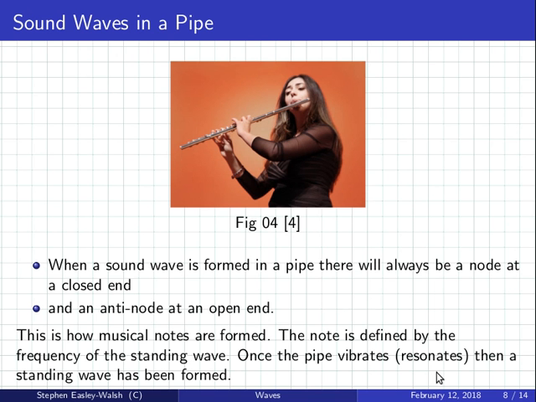So, there's a word you might need here: resonates. When you're playing one of these standing waves in this pipe, we say the pipe resonates. In other words, we can hear a musical note. That's all really. Resonates just means that you have one of these standing waves. That's all. So, continue.